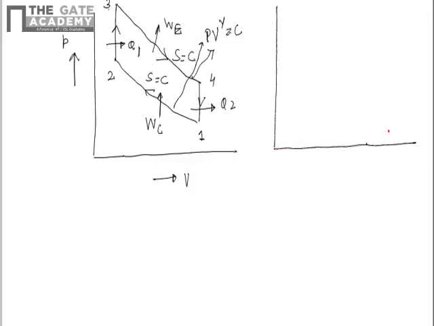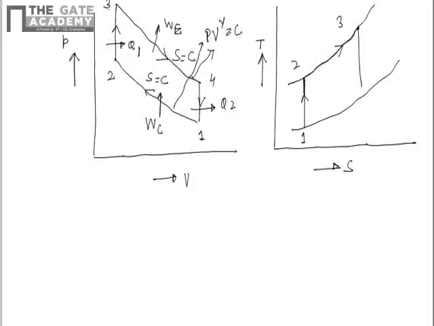Similarly, I can represent the Otto cycle on a TS diagram also. On the TS diagram the representation will be like this: 1 to 2 isentropic compression, 2 to 3 constant volume heat addition, 3 to 4 isentropic expansion, and 4 to 1 constant volume heat rejection. This is the representation of the processes on the TS diagram.